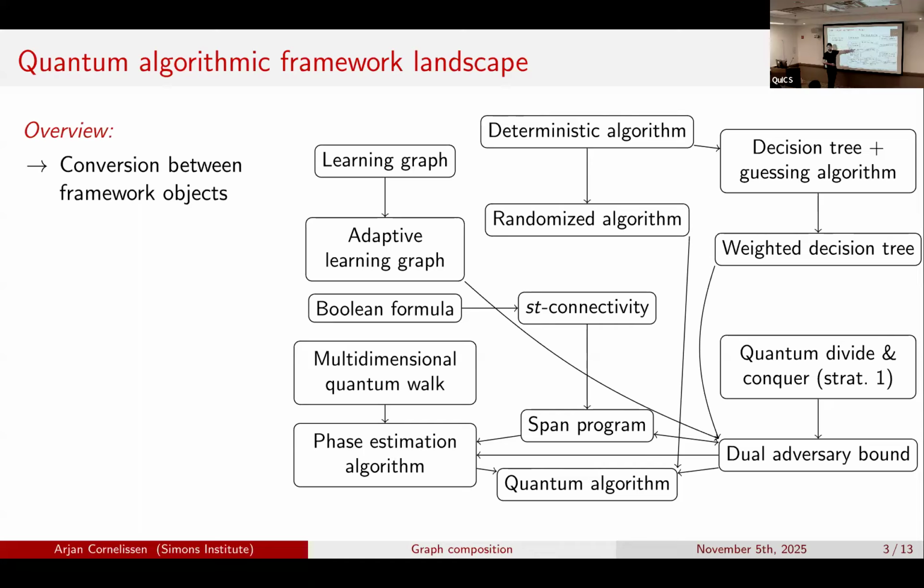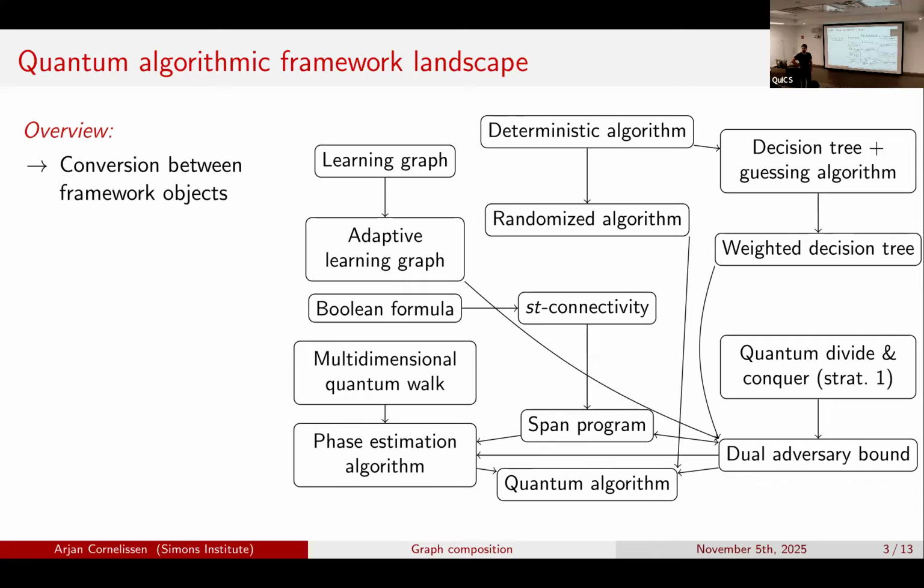So here's the Boolean formula evaluation. And so what we just looked at is how you can go from Boolean formula evaluation to one algorithm. But you can see that there's actually more known. You can take a Boolean formula as an instance of the Boolean formula evaluation framework and turn it into an instance of the ST connectivity framework. Turn that into an instance of the span program framework. Turn that into an instance of the dual framework, and then turn it into one algorithm. And if you do all this, you still recover the square root.